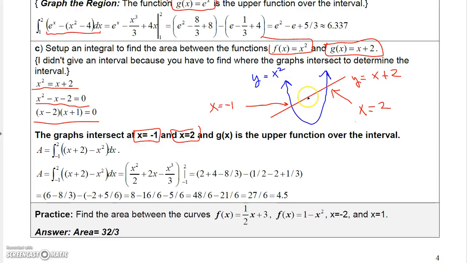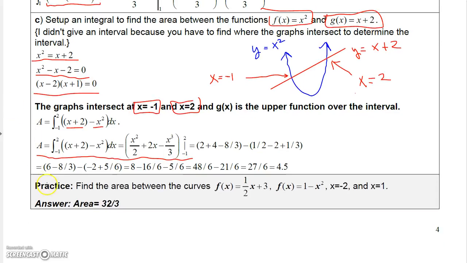So if I integrate the red function minus the blue function from negative 1 to 2, that will give me the area. The red function is the line, the blue function is the parabola, and you integrate from negative 1 to 2 and you'll get the area. Again, I'll let you go through the integration process here, since I'm focusing on showing you how to set up the area. And there's a practice problem below that you can do, and the answer's given so you can see if you get that particular area.